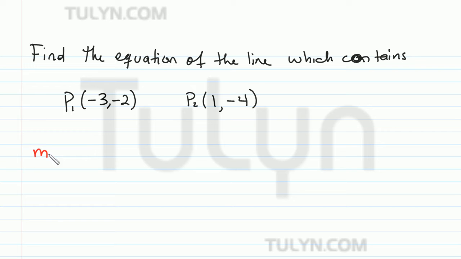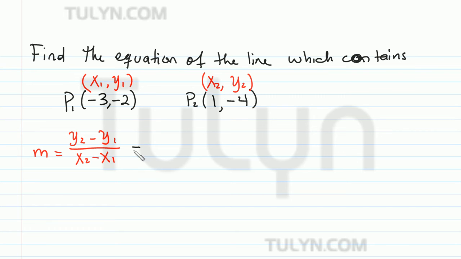The slope of a line is given by the change in y over the change in x, so y2 minus y1 over x2 minus x1. So let's label our points. Let's say P1 is at (x1, y1), and P2 is at (x2, y2). So now we just substitute. y2 is -4 minus y1, over x2 minus x1.